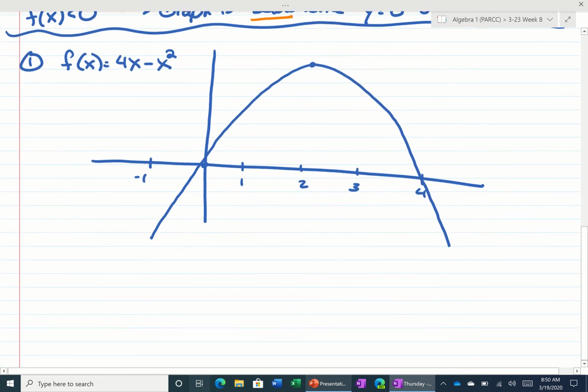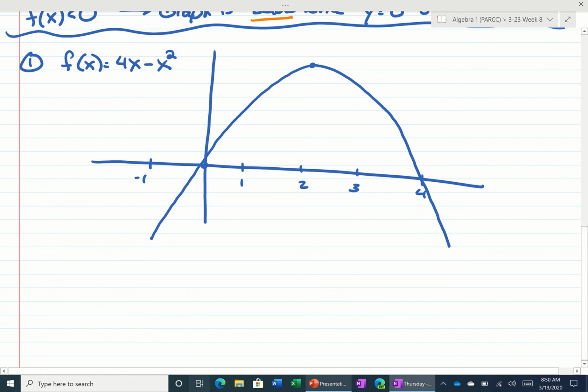Alright, so that looks like the graph, and it's saying based on the graph of the function, which statement is true. So we have increasing and decreasing. Remember, increasing means it goes up from left to right, and decreasing means it goes down from left to right.